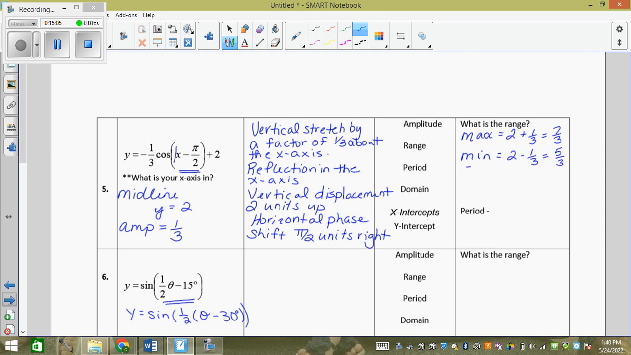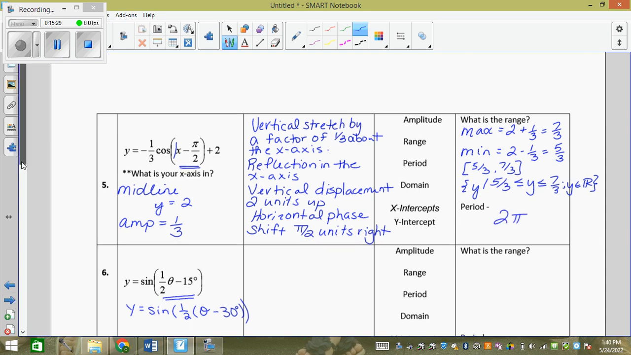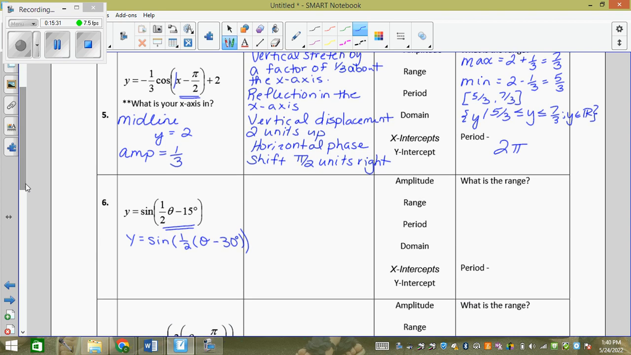So I'm going to get from 5/3 to 7/3 in interval notation for my range, or y such that 5/3 is less than or equal to y is less than or equal to 7/3, y is a real number. And the period, because this is in radians, the period is 2π, because the b is 1. There's no horizontal stretch. Boom, horizontal stretch, and life has changed.